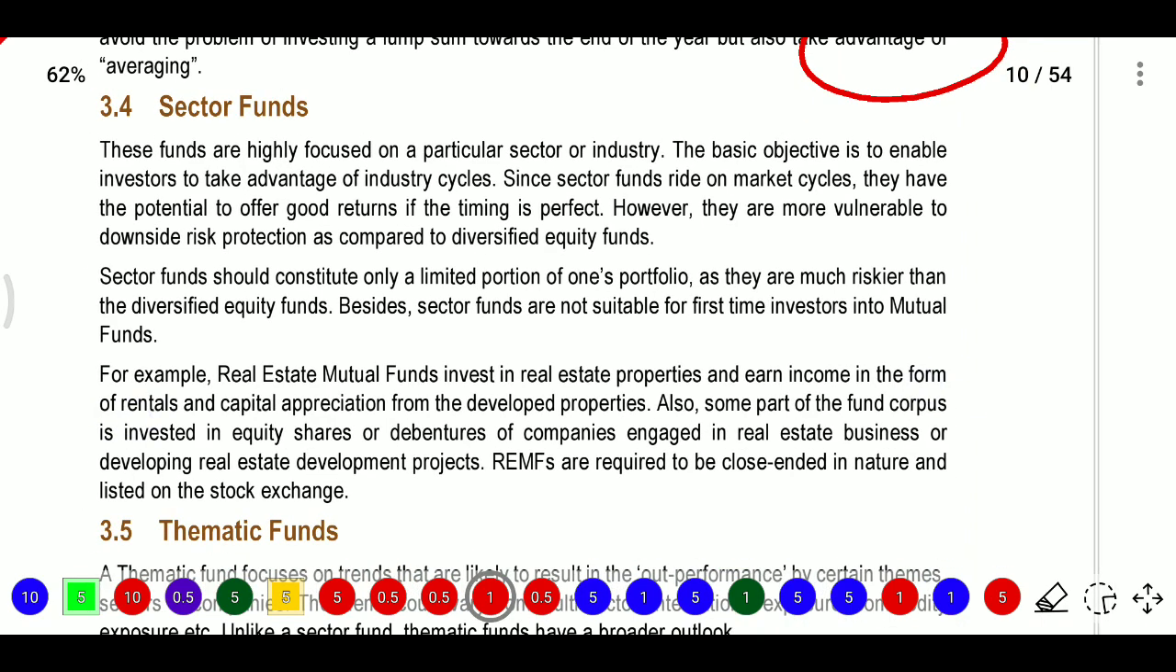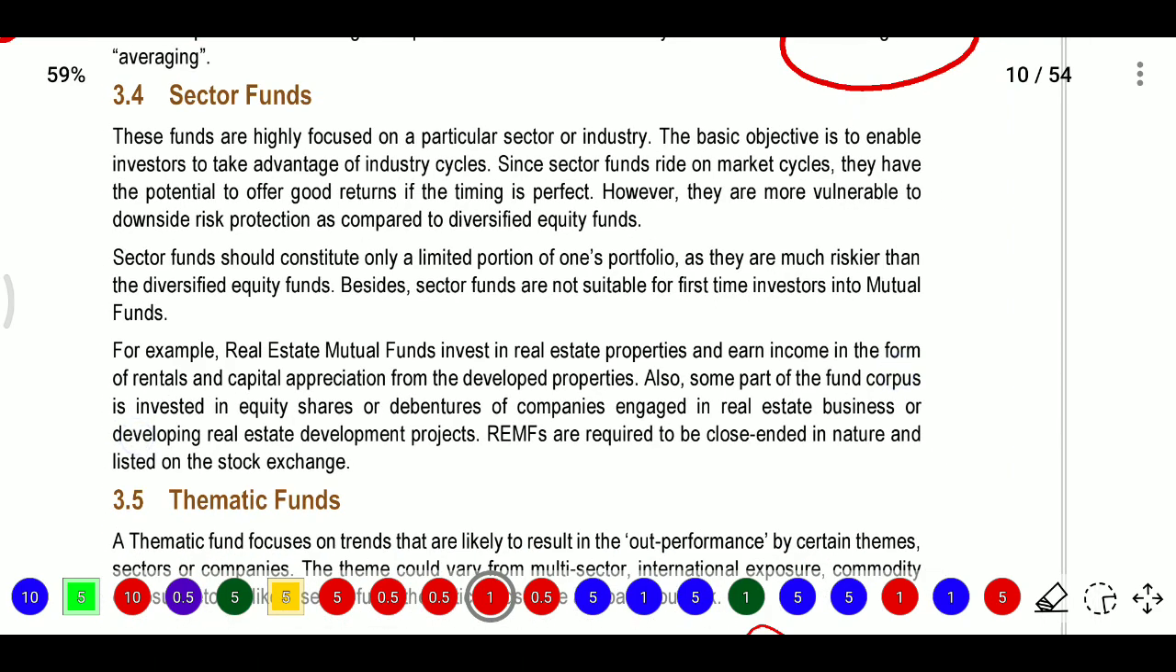So they will see which market is going, and based on that they will invest in whichever sector is now booming. They will see the trends and invest in those types of sectors. And if the timing is perfect, they will get a lot of money.